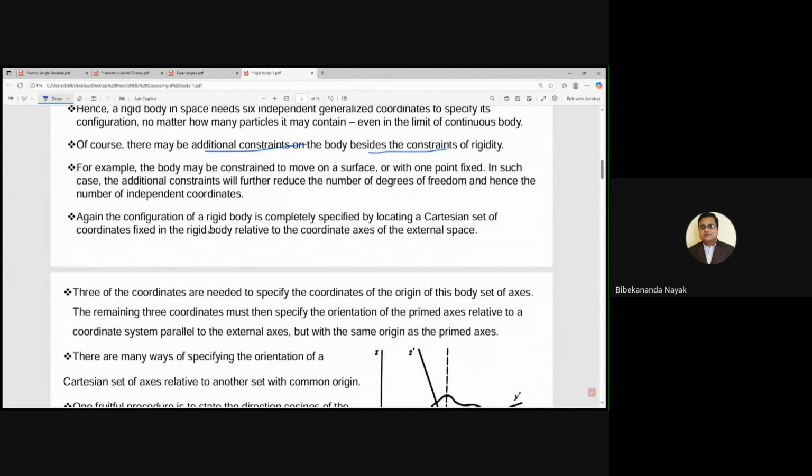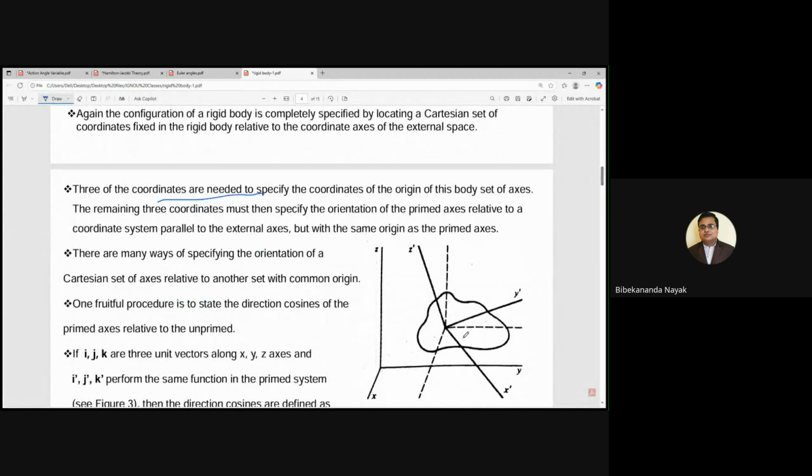Again, for the rigid body, if one point is fixed, 3 of the coordinates are needed to specify the coordinate origin of the body set of axes, and the remaining 3 are angles. Among the 6, for this body set of axes we need the origin of this coordinate axis and these angles. There are many ways of specifying the orientation of one Cartesian set of axes relative to another with a common origin.